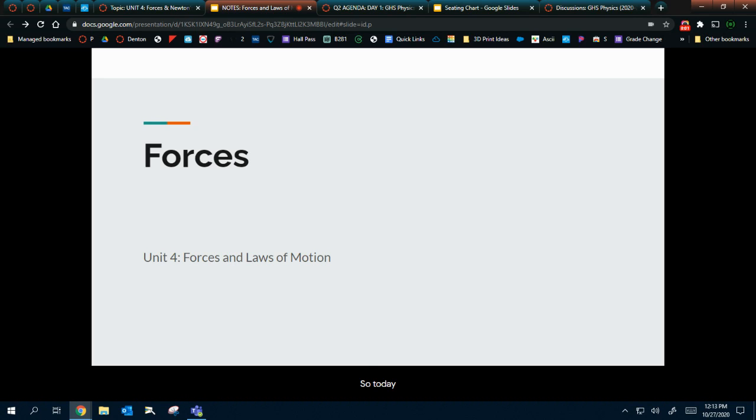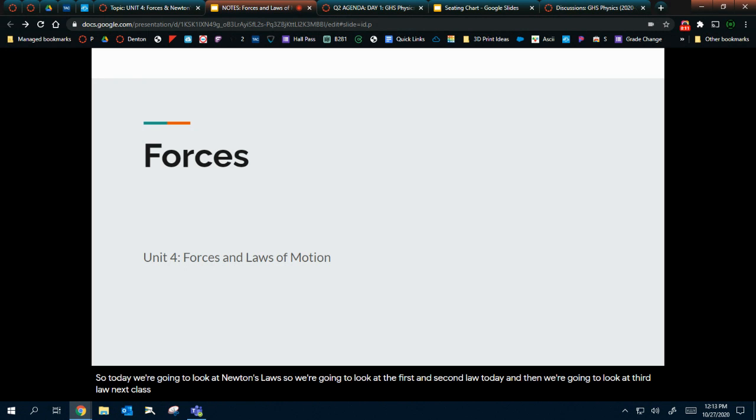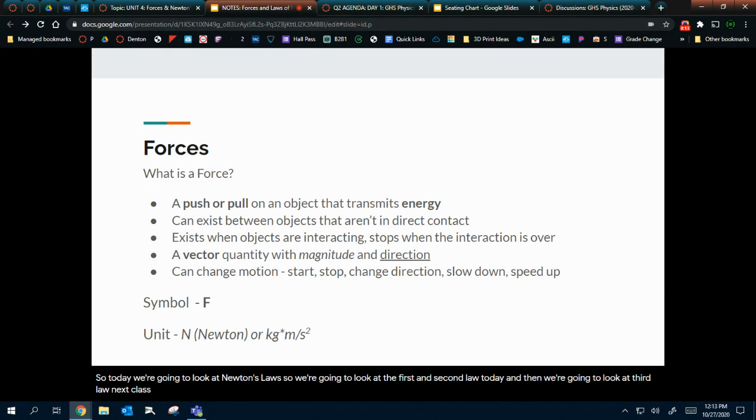So today we're going to look at Newton's laws. We're going to look at the first and second law today, and then we're going to look at the third law next class. Before we look at Newton's laws, there's a couple of background things that we need to cover.